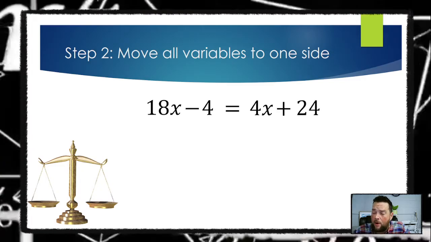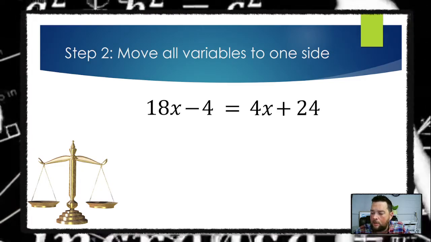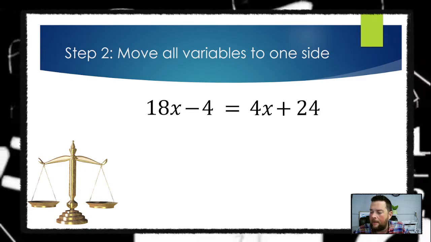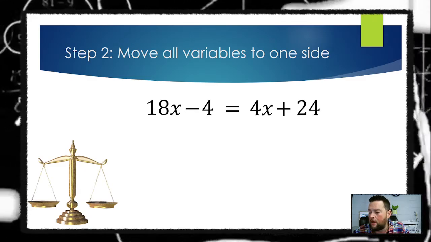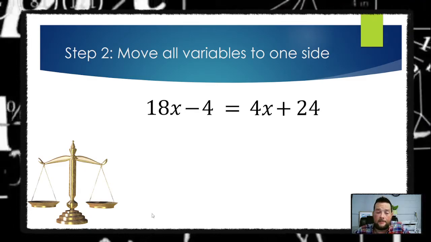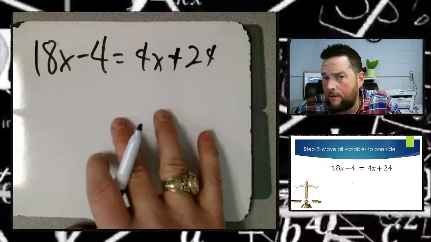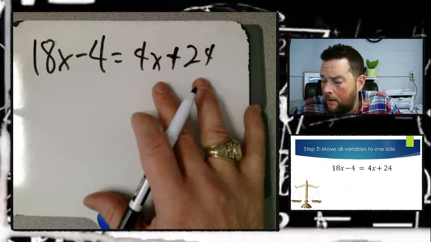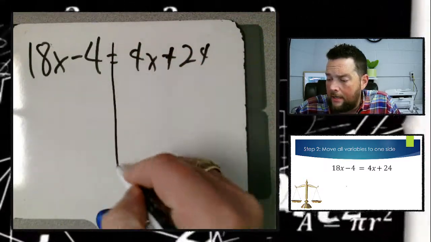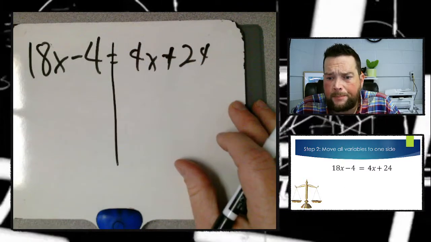Okay, so if you haven't paused already, you want to go ahead and pause that, try it on your own scratch sheet of paper, and then come back to get the answer, because I'm going to go ahead and share that now. All right, you've got 18x minus 4 equals 4x plus 24. I'm going to go ahead and draw a line down my equation right in the middle.